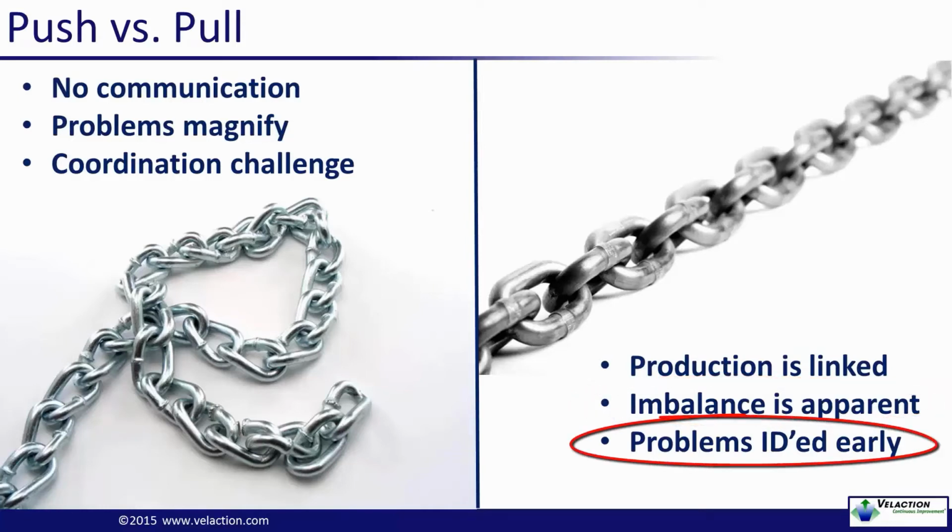Pull also helps to bring problems front and center. If something goes wrong, it doesn't take long for the impact to be felt throughout the chain. The person at the far end will be tugging and will not be able to get any slack. The person at the near end will simply stop feeling any tugging and will know not to produce.